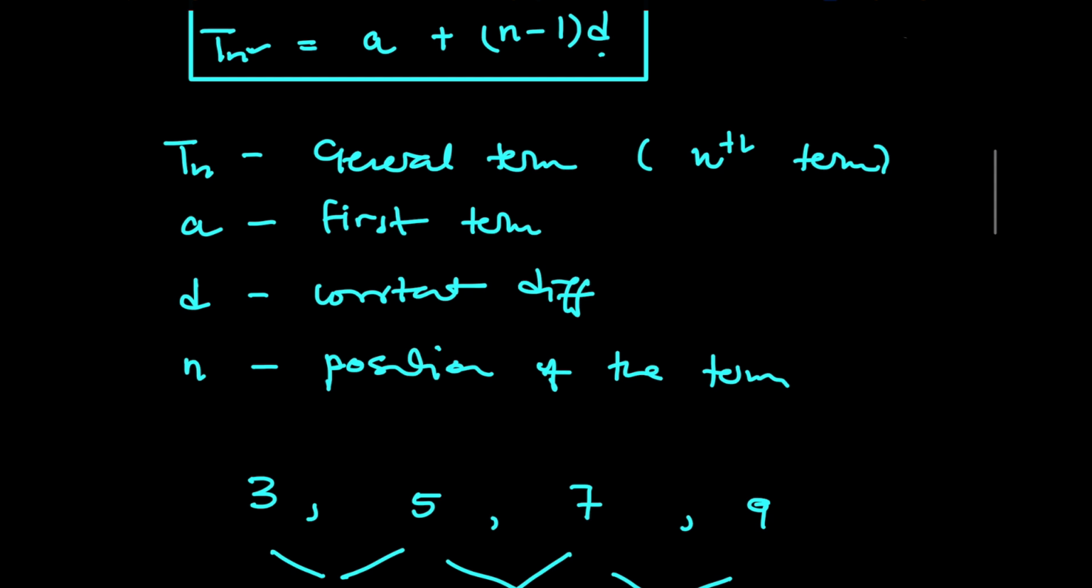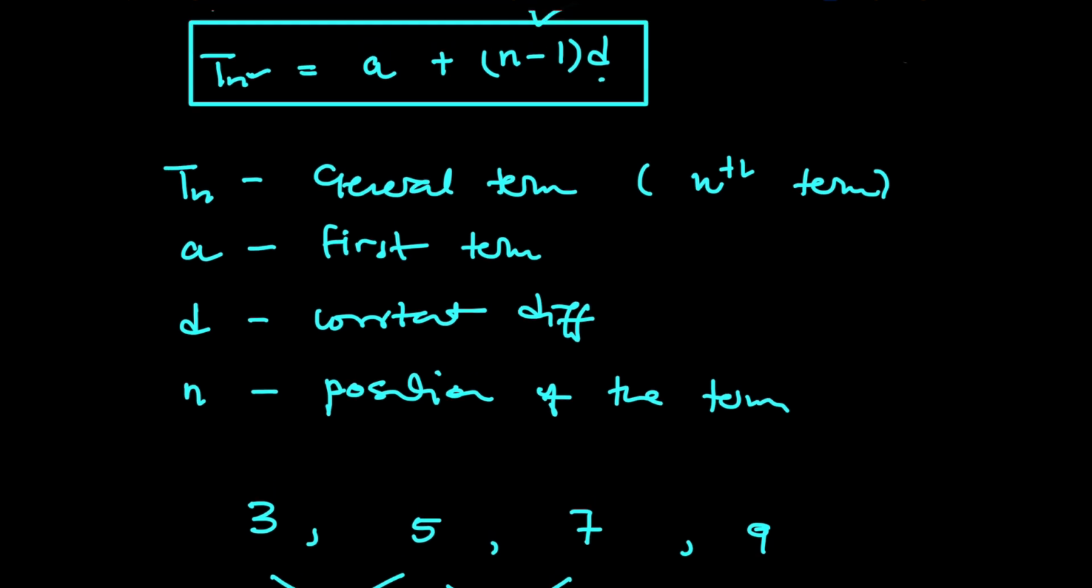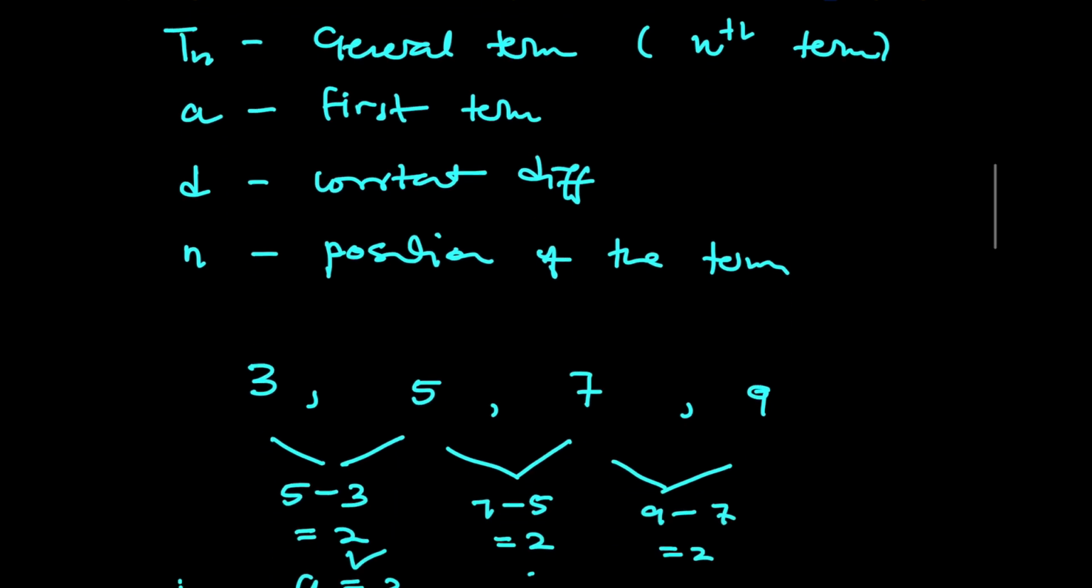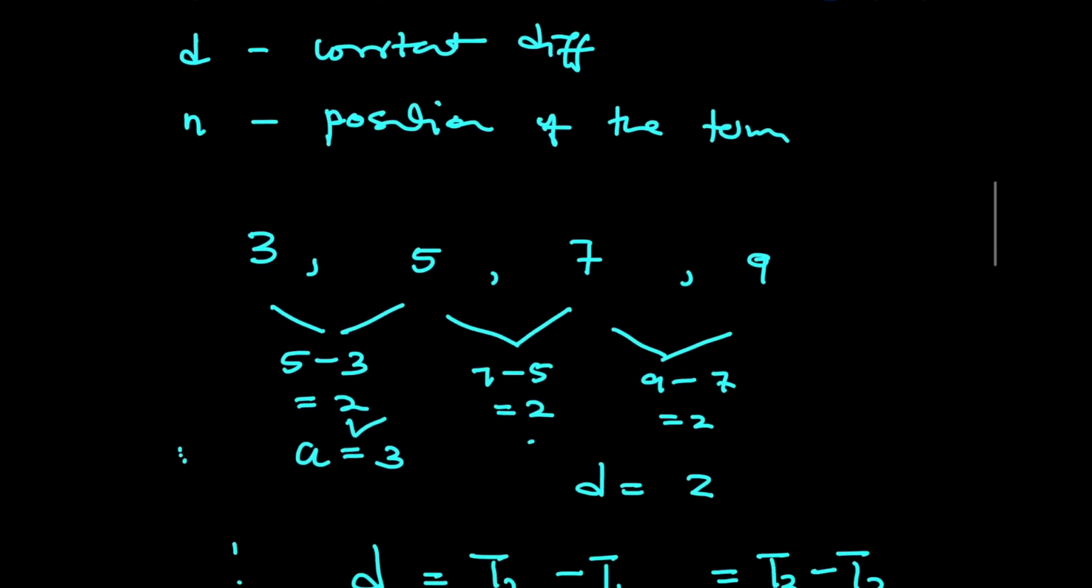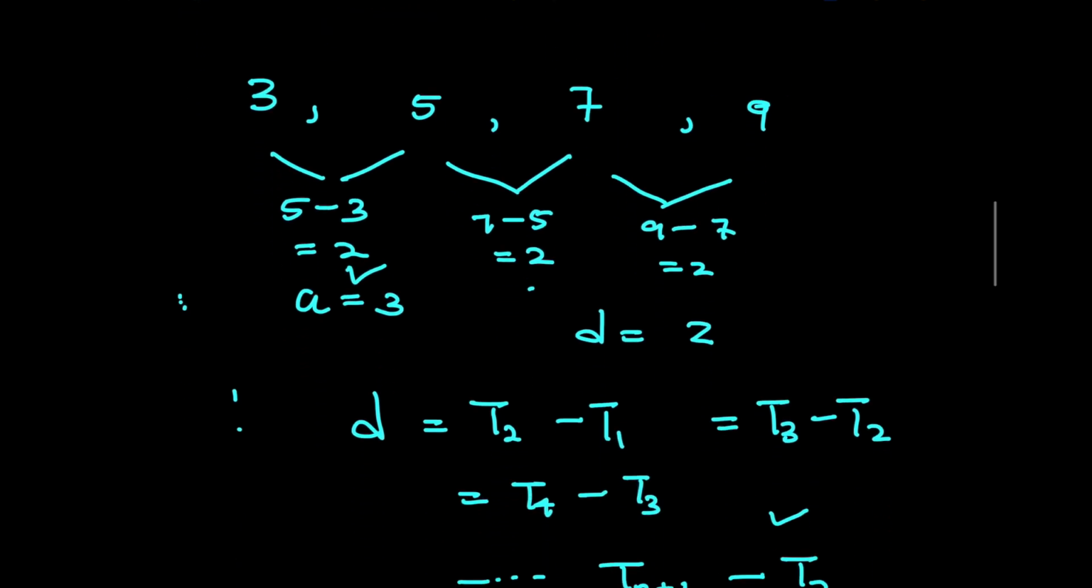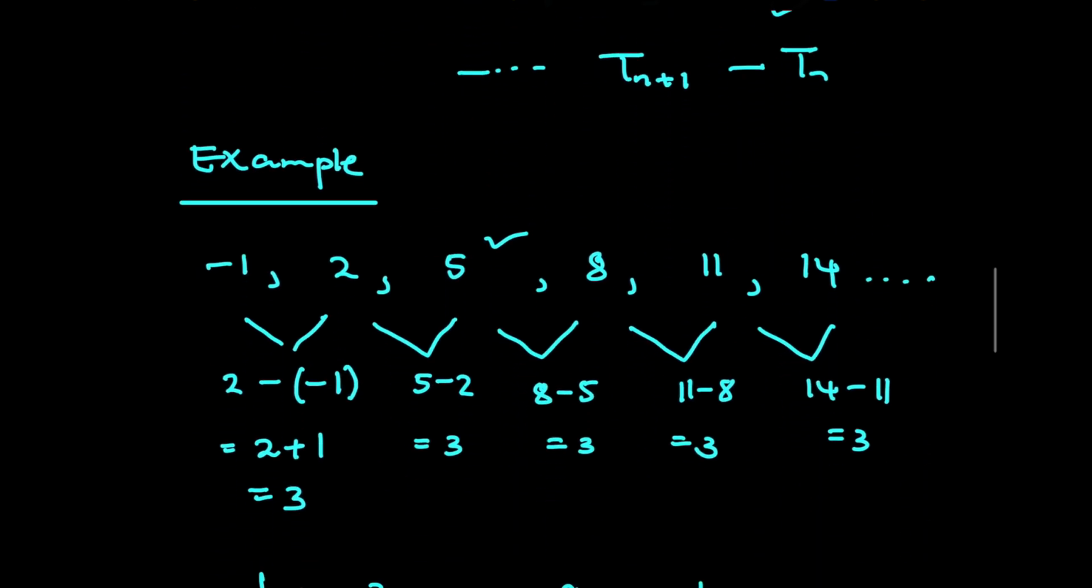So from this, Tn is the general term, or the nth term. A is the first term, d is the constant difference, and n is the position of the term, which cannot be a decimal number. And then we were given a sequence, and we found the difference, 2, 2, 2 for this d, and we confirmed that this is an arithmetic sequence.